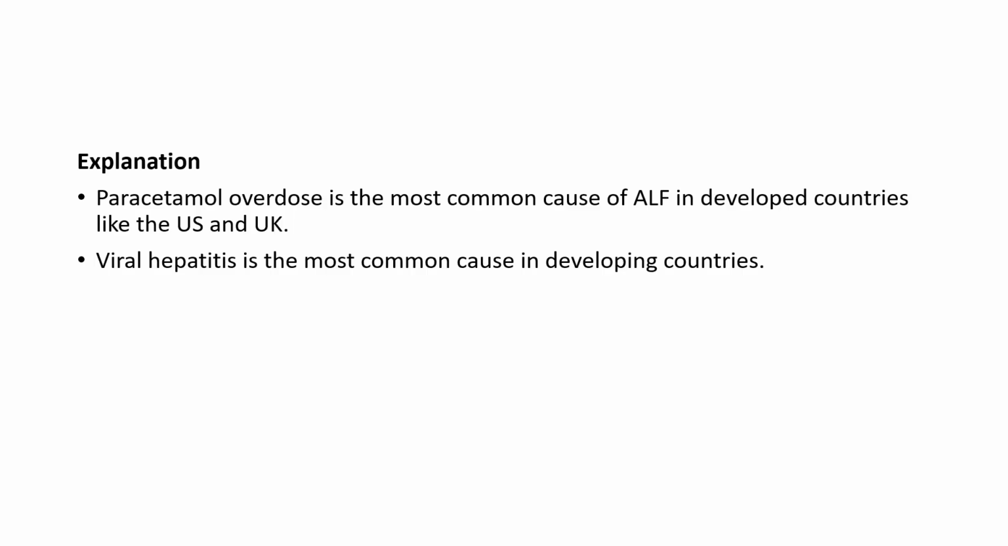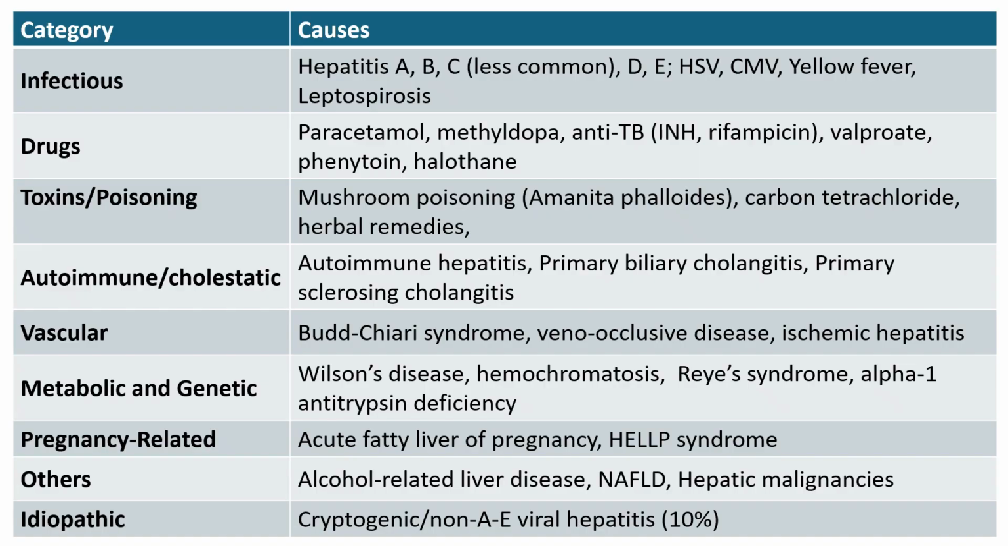In developed countries like the US and UK, the leading cause is paracetamol overdose. In developing countries, the leading cause is acute viral hepatitis, most commonly A, B, and E. Autoimmune hepatitis and mushroom poisoning are much less common causes. This slide outlines the various causes of acute hepatic failure, from infectious to drugs, toxins, autoimmune, vascular, pregnancy-related, and idiopathic. Take some time to look at it.